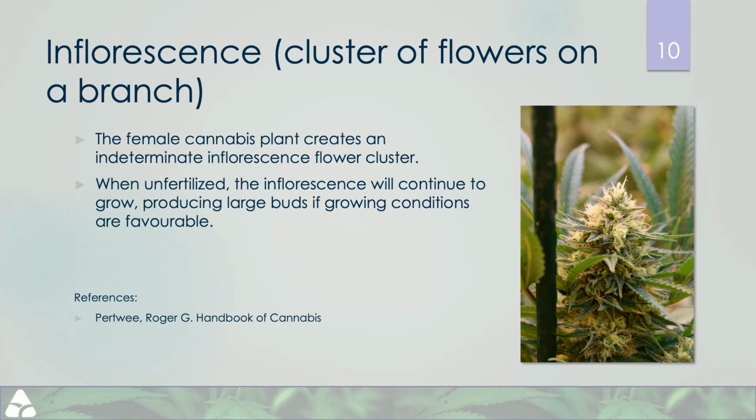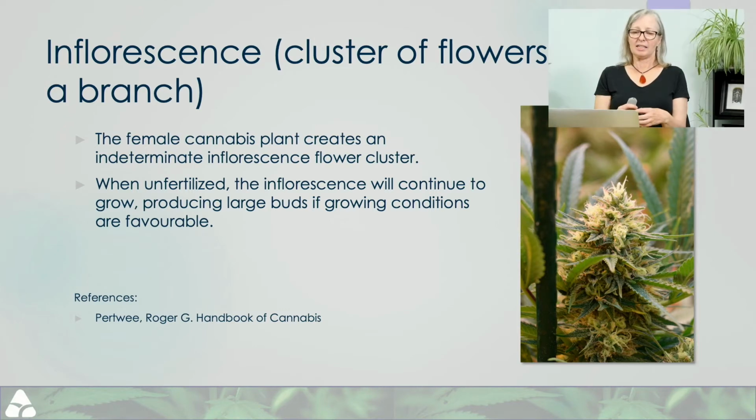So the type of flower that we get from the cannabis plant is called an inflorescence. Inflorescence is just a botanical term that talks about a cluster of flowers on a branch. So the female cannabis plant is the one that creates the flowers, and they create what's called an indeterminate inflorescence. That just means that they start growing at the bottom and they will just keep growing up.